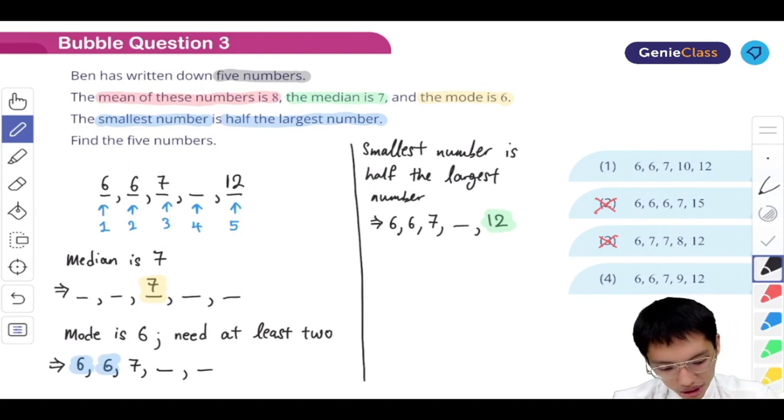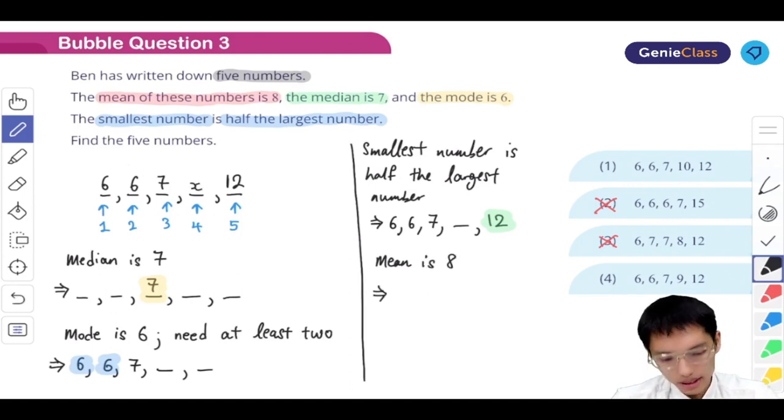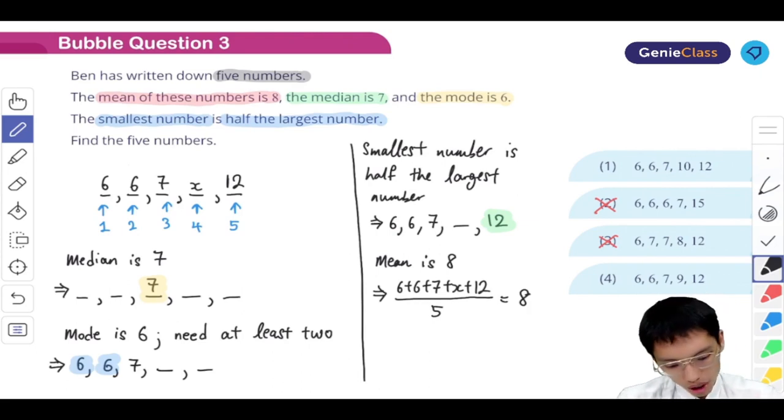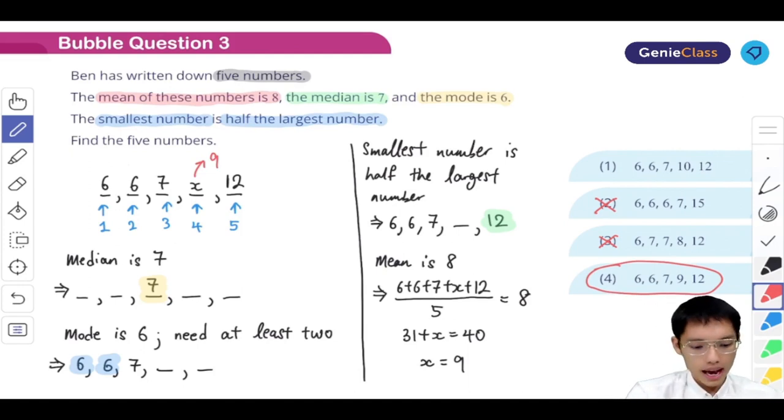So what we do now is, we just need to find the mean, which is 8. We let this unknown number be x. We are finding x now. So 6 plus 6 plus 7 plus x plus 12, over 5, is equal to the mean, 8. If you solve this, at the top we get 31 plus x is equal to 40. We then know that x is equal to 9. So therefore, number 4 is my answer over here. And thus we know this is 9.